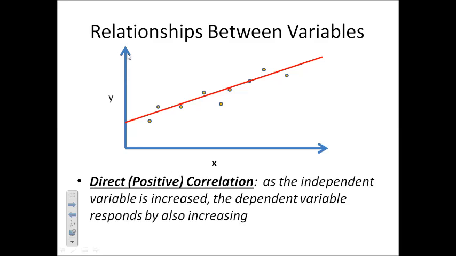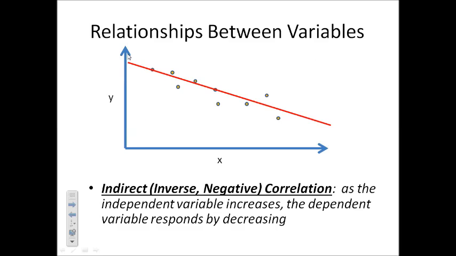Also, if you look at that line, it has a positive slope, which is where we get the positive correlation name from. We also have indirect correlations, which might also be called inverse correlations or negative correlations. As you can see, negative goes along with a negative slope that might be on a best fit line. And so this means that as we increase our independent variable, x, our dependent variable gets smaller. And so we see that negative relationship.